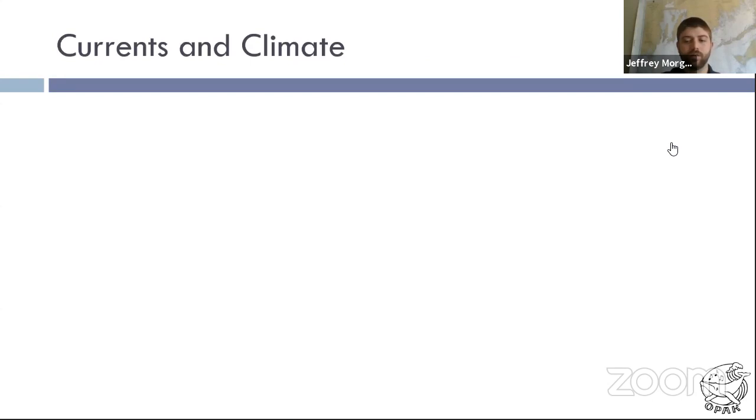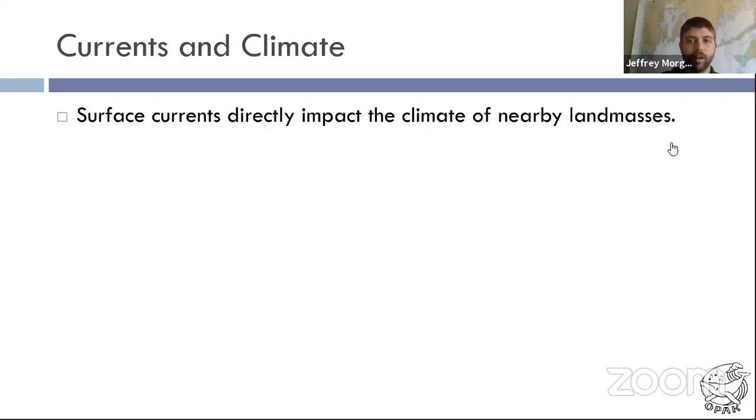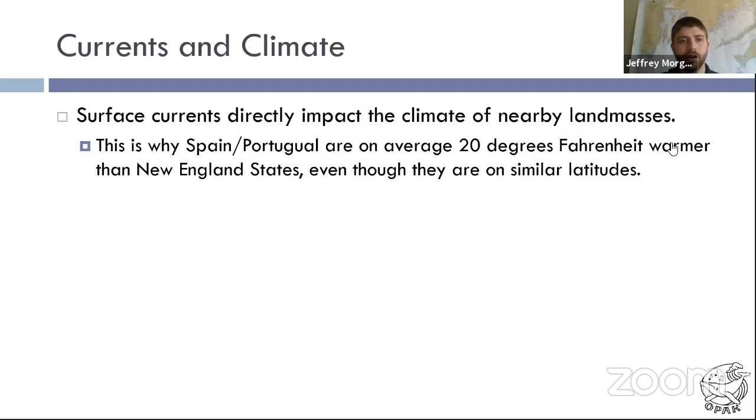Currents also really influence or impact the climate that we have on land. So think about all of the warm waters or cold waters that are being moved by our gyres. So if you think about Spain or Portugal, on average, it's 20 degrees Fahrenheit warmer there than in New England states that are on roughly the same latitude. And that is because of all of the Gulf Stream water that's being pushed over to Europe.